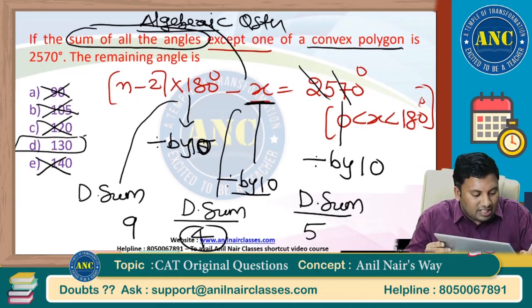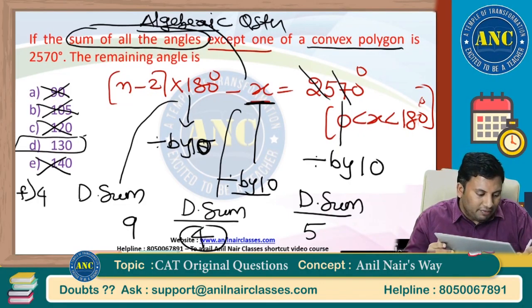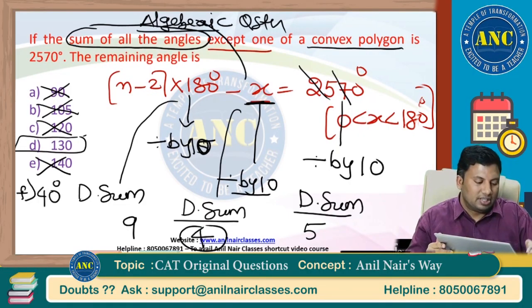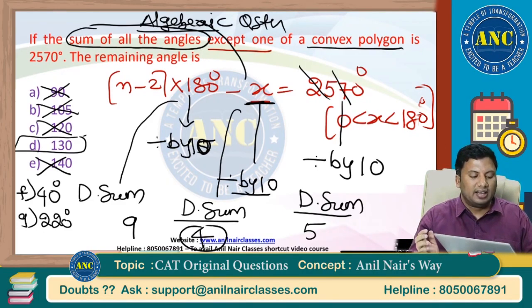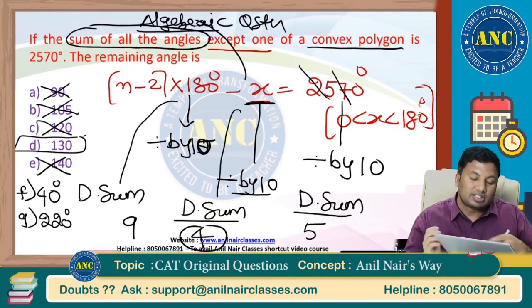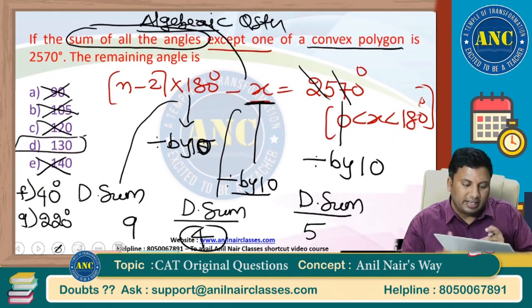Suppose there is an option 40 degrees, or suppose there is an option 220 degrees. I hope it is clear. Suppose the options are 40 or 220, how to eliminate them?